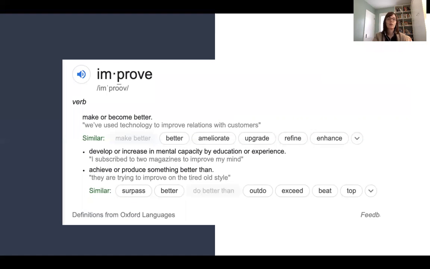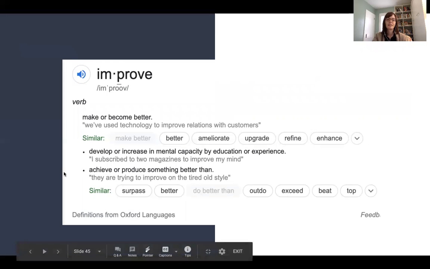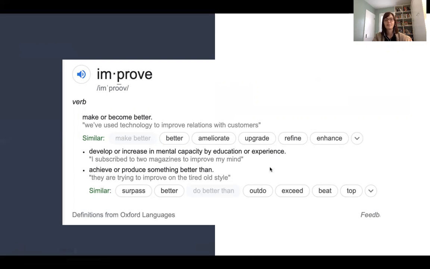Okay, so improve: make or become better. And then our follow-up definitions here: develop or increase in mental capacity by education or experience, for example, "I subscribe to 2 magazines to improve my mind." Achieve or produce something better than, for example, "They are trying to improve on the tired old style."